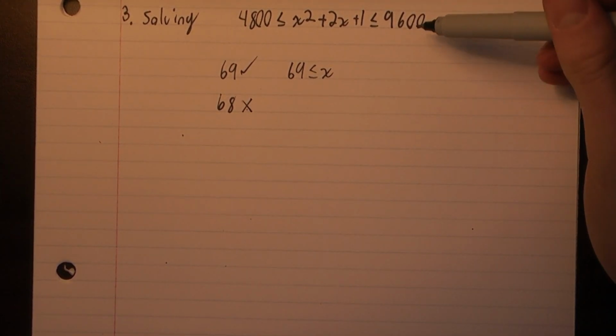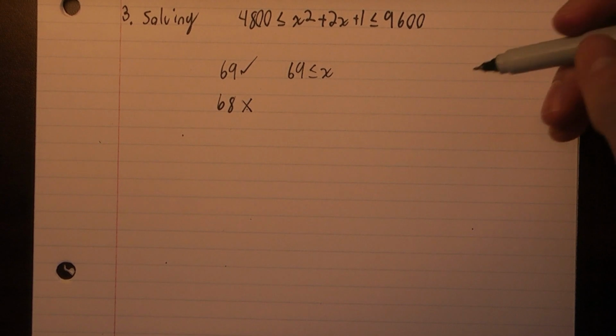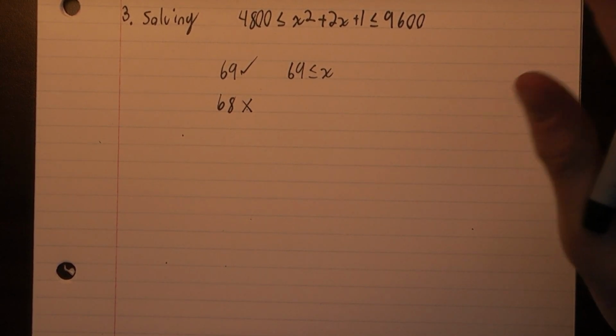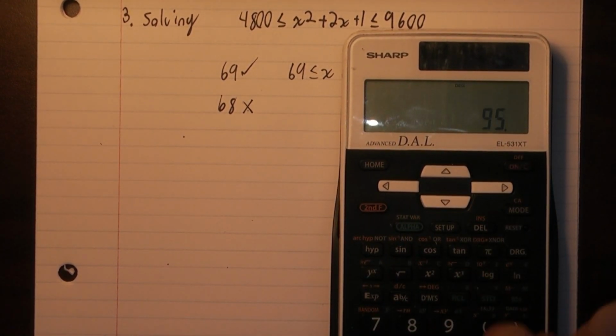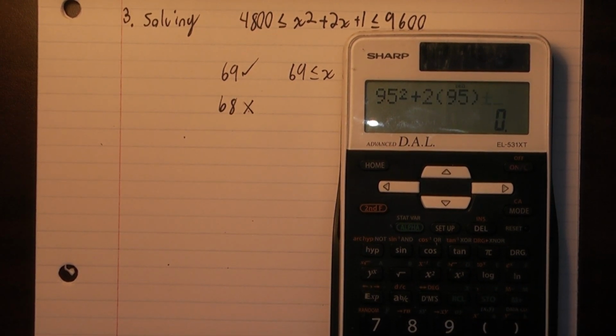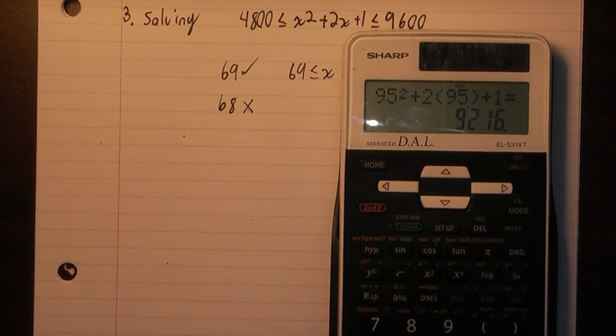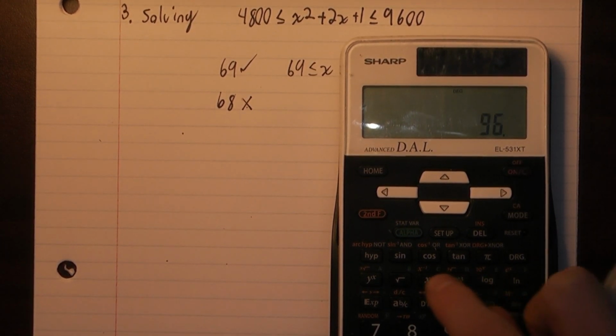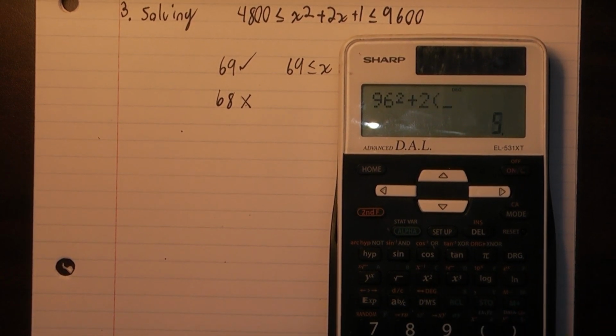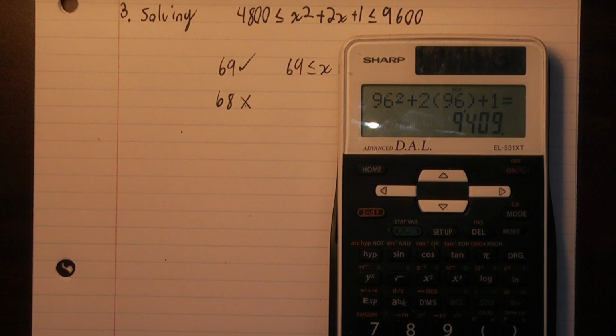Now for 9,600, if I find the square root of that, I'm thinking it might be 95-ish. So if I use my calculator to find 95 squared plus 2 times 95 plus 1, we get 9,216, which works, but we still have a lot of room to go. So if I try 96 squared plus 2 times 96 plus 1, we get 9,409. It still works. Why don't we try 97?